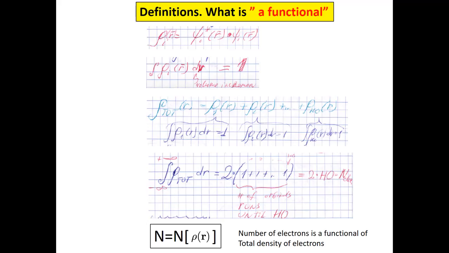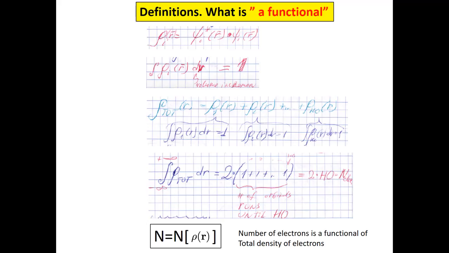What are examples? For example, any integration. Integral of x dx equals, with this limit, will be a number, right? Without an argument. So we are going from a function to a number. This is a functional. And typically one writes g equals g of f, with rectangular square brackets. We have almost accepted density functional theory. We know what is density, we know what is a functional. We are very close.